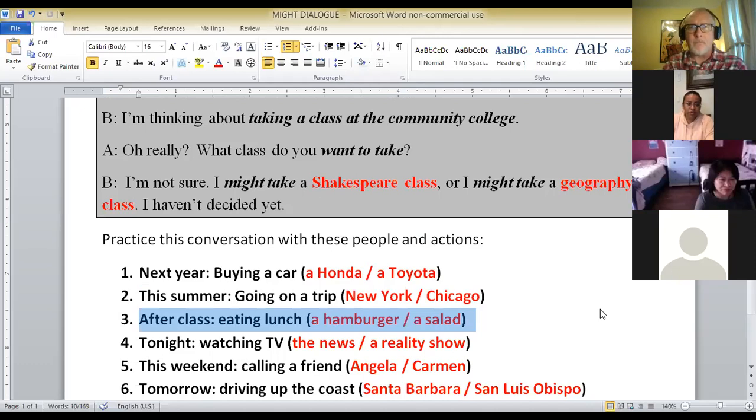I'm not sure. I might to eat hamburgers, or I might to eat a salad. But remember, I haven't decided yet. No infinitive, base form, right? So I might eat a salad. Yeah, I might eat a hamburger, or I might eat a salad.